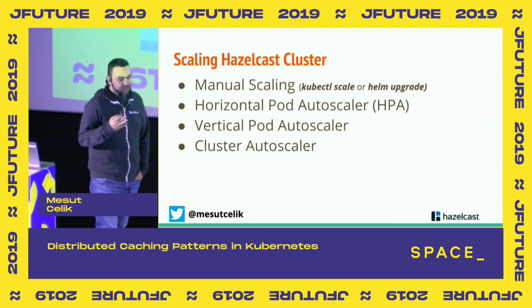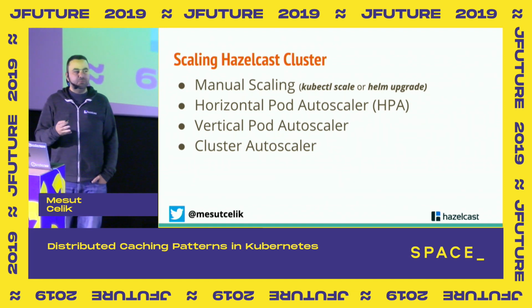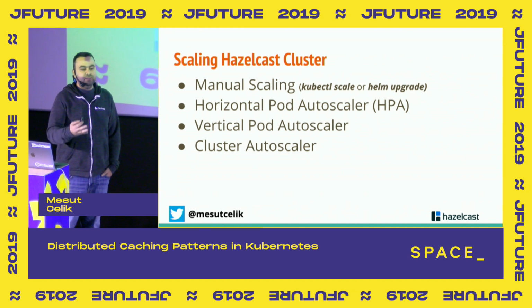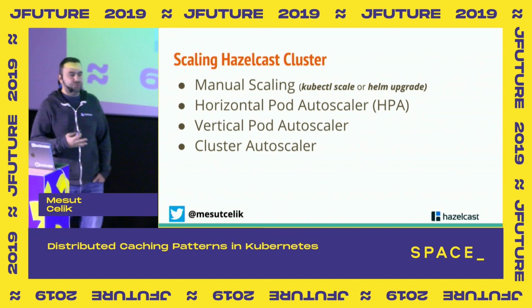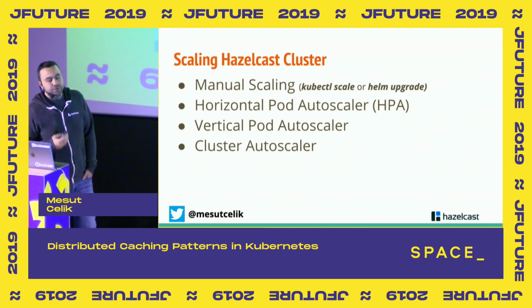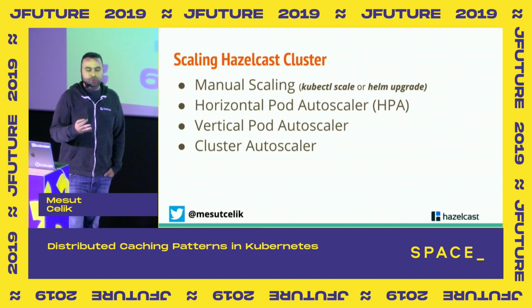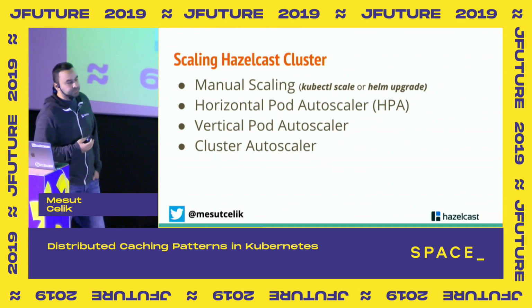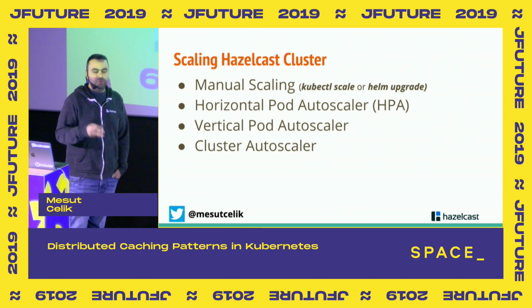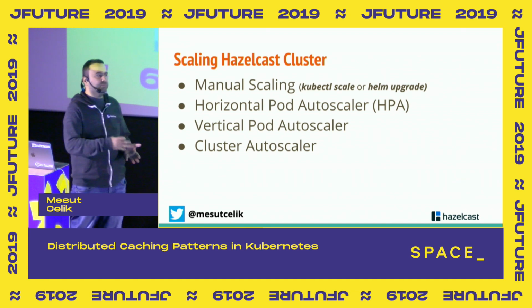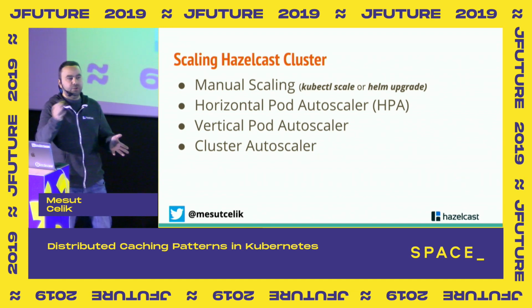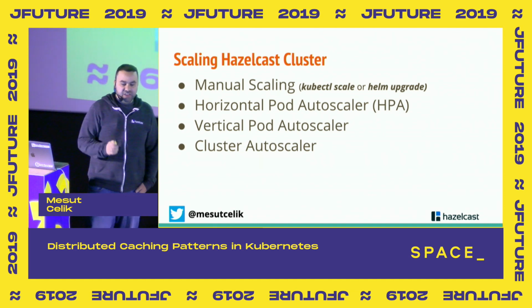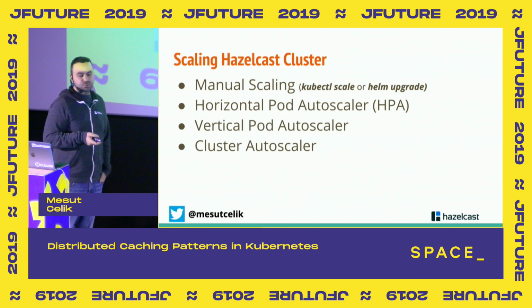So let's say that with the Hazelcast Helm chart, you start a 3-member cluster with management center, but then your data size is increasing and you want to scale out. Those are the commands you need to use: kubectl scale or Helm upgrade, just to scale out your cluster. But you can scale in also with the same commands. So you can go from 3 members to 10 members, and then you can come back to 3 members again using those commands.